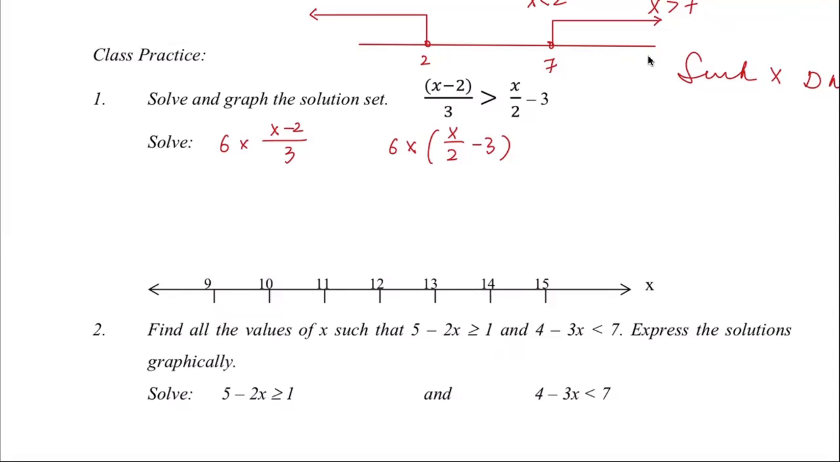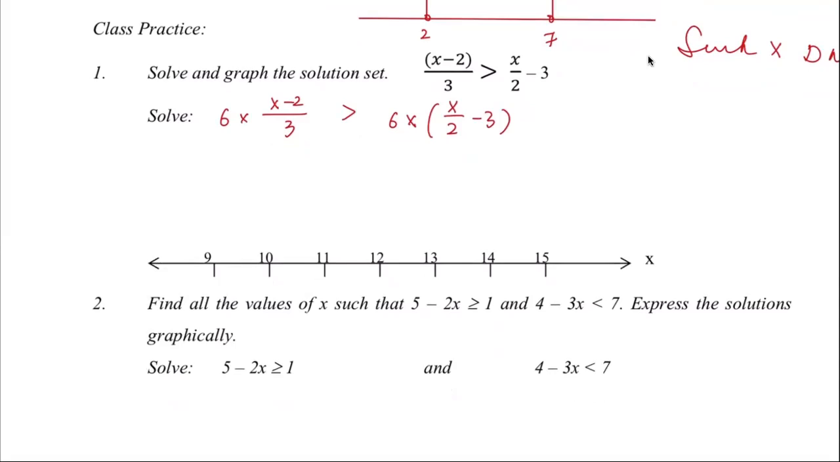I repeat it one more time because this is extremely important. The sign of an inequality only changes when we multiply or divide both sides of the inequality by a negative number. For addition, subtraction, and for multiplication and division by positive numbers, the sign doesn't change. The sign stays the same. This is very, very important.